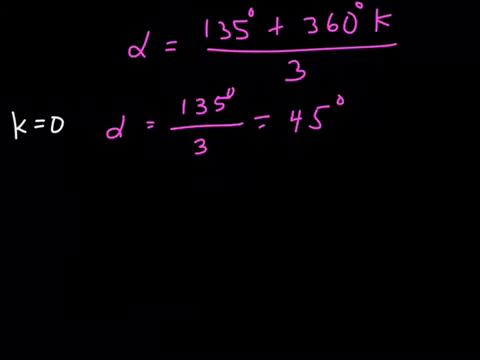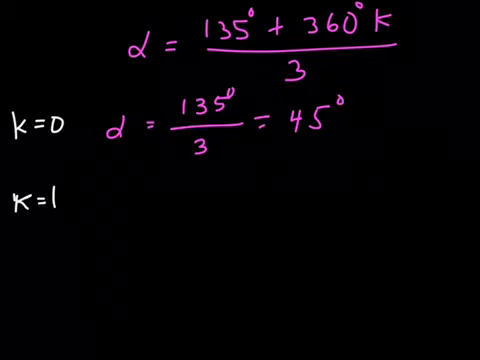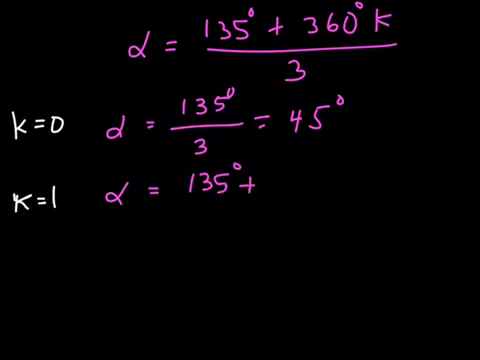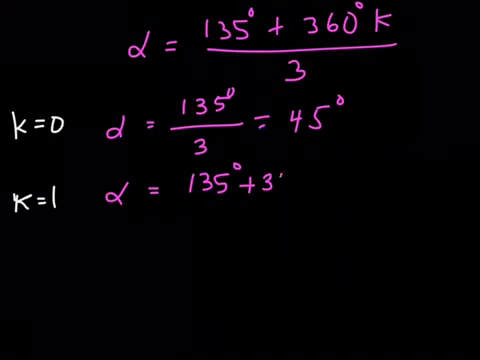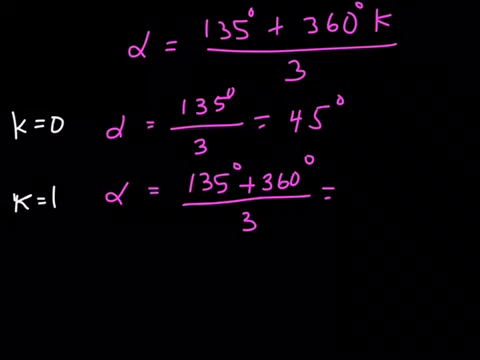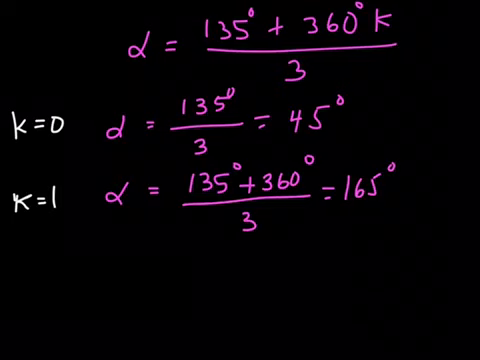Now, let's let k be 1. If you let k be 1, then alpha would be 135 degrees plus, now remember k is 1, 360 degrees times 1 is just 360 degrees. Don't forget, all of this is divided by 3. If you do the arithmetic, you'll find that this is equal to 165 degrees. So there's another argument for your cube roots.